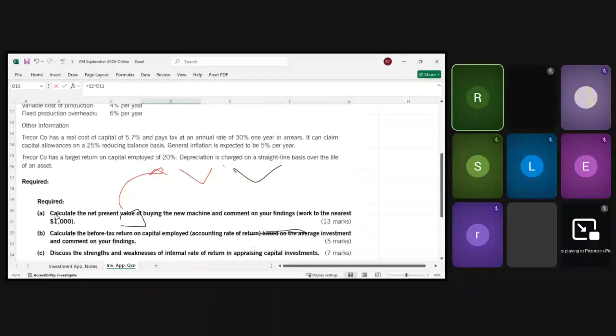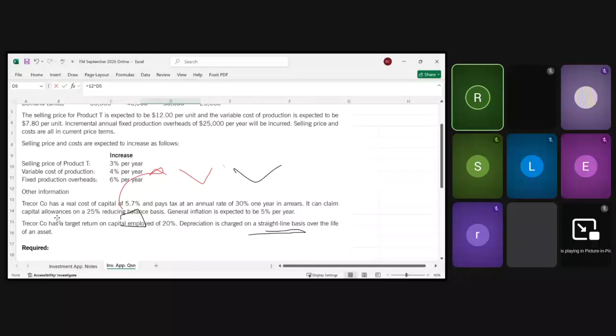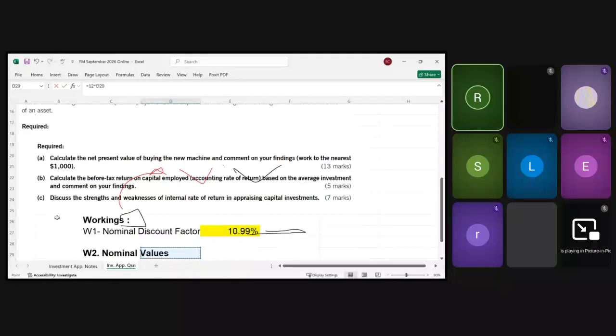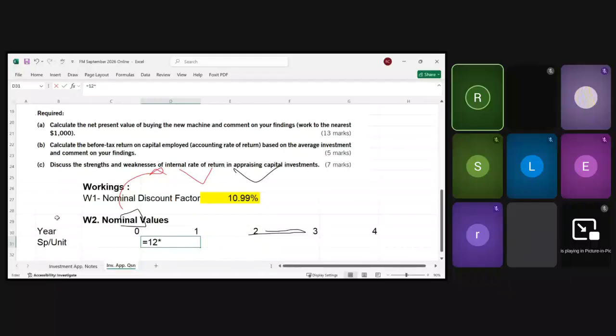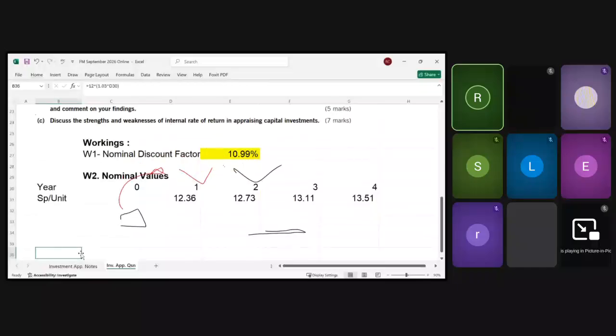Because $12 multiplied by what? Let's see, the inflation for selling price is 3%. So I'm going to multiply 12 by open bracket 1.03 to the power year, close. So we have constant selling price. This should do automatically, 1.03 to the power 1, 2, 3, 4. Our sales, remember, we don't sell in year 0, we start selling in year 1.